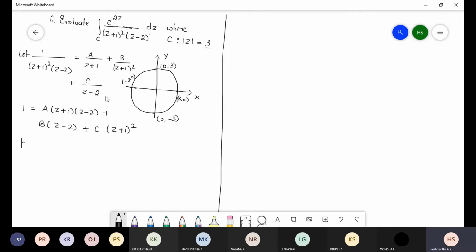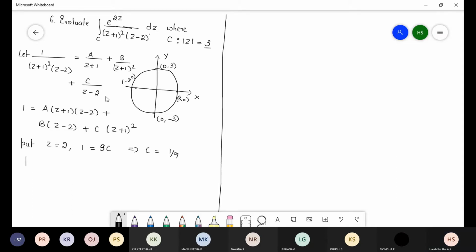So here put z is equal to 2. If we put z equal to 2, the a and b terms completely become 0. So c into (2 plus 1), that is 3, 3 whole square is 9. So I will write 9c, and here we get the c value as 1 by 9.